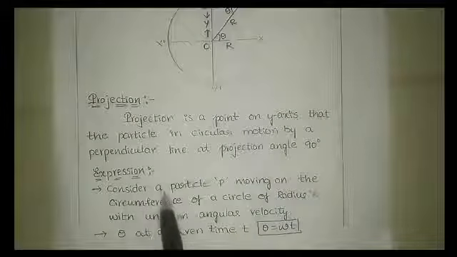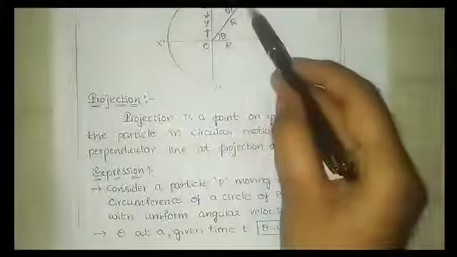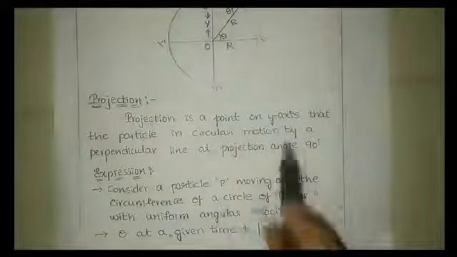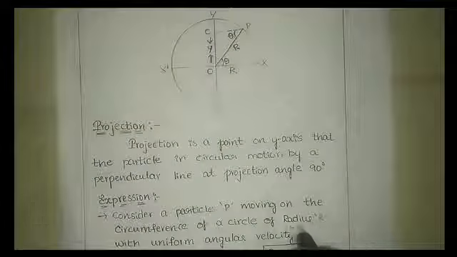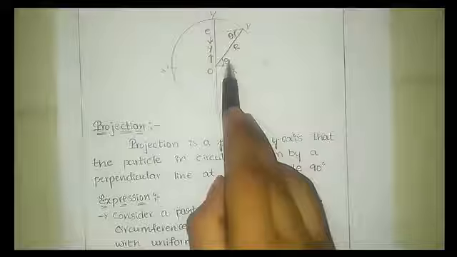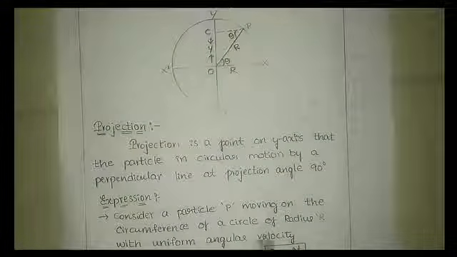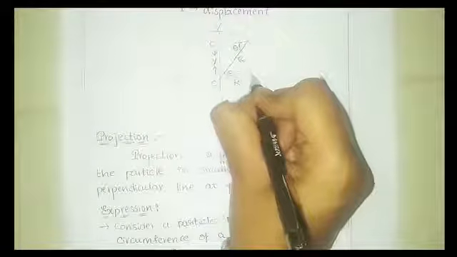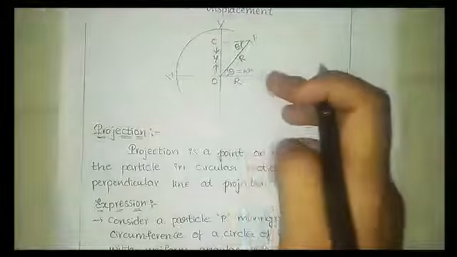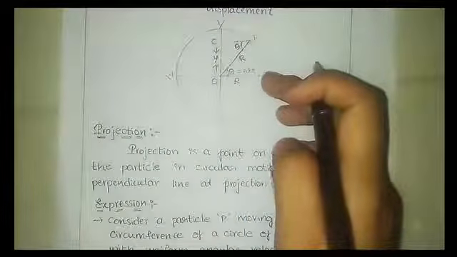So, first of all, to write the expression, consider a particle P. It is the particle which is moving on the circumference of the circle of radius r, and theta at a given time t. So here theta is equal to omega t. Omega is angular velocity at a given time t. So theta value is omega t, which is useful in deriving the simple harmonic equation.